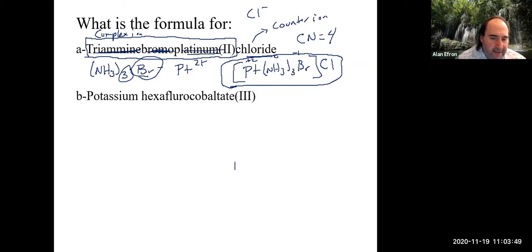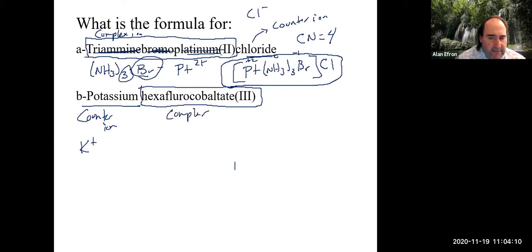here we're going to look at potassium hexafluorocobaltate 3. So here we do see the Roman numeral on the second part of the name with our transition metal. That means that the potassium is going to be our counter ion. That also means potassium would obviously be K+. This is going to be our complex ion. So cobaltate is cobalt with a +3 charge, which is what the Roman numeral stands for. Hexa is 6. Fluoro is fluoride. So you've got 6 of those.